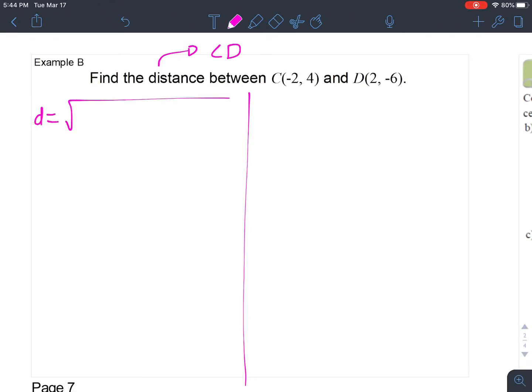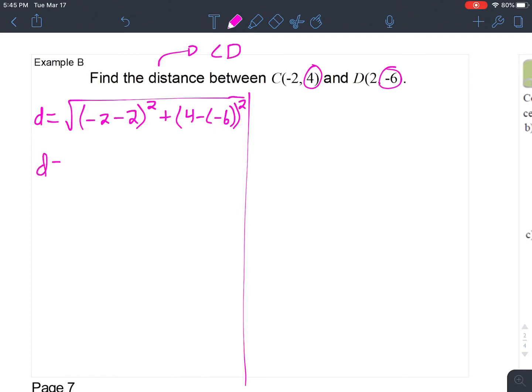and the equation said that we have to find the difference between the two x values. It doesn't matter which one we start with, so I'm going to just take negative 2 first, and we have to subtract the other value. So negative 2 minus 2 is the first part. Then we have to square that. We're going to add, and now we have to subtract the two y values: 4 minus negative 6. And then we're going to also square that.